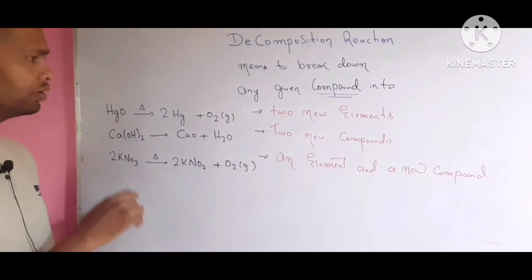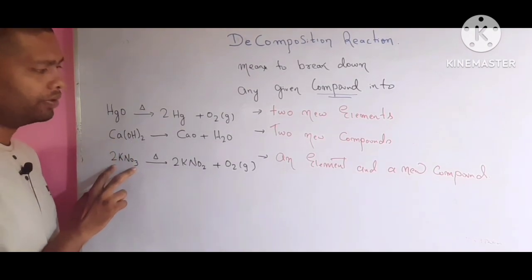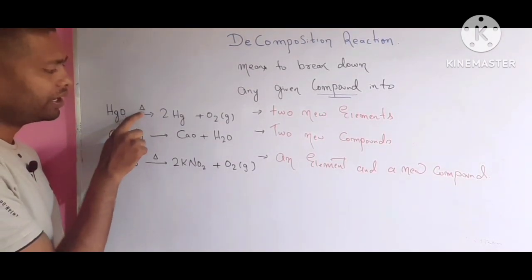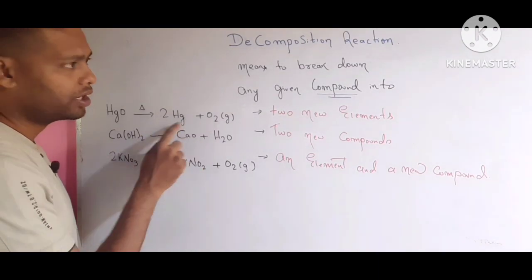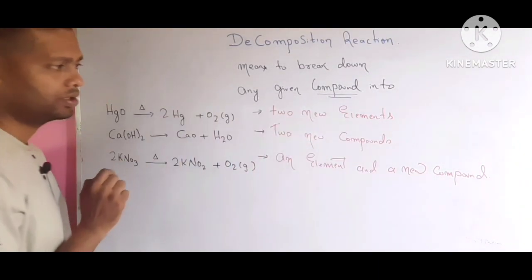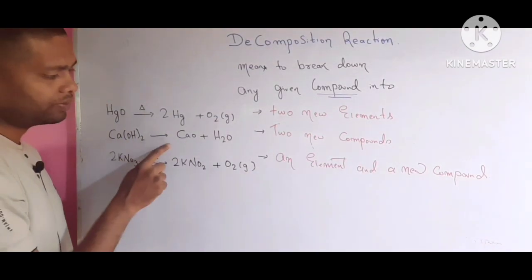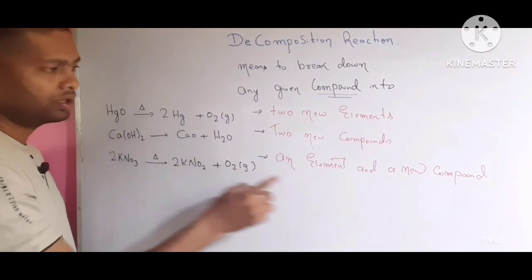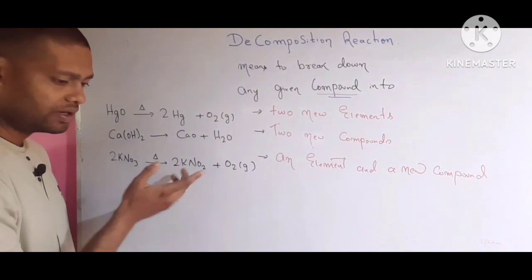Now if you see, this is a compound. When I am providing heat to this compound, what is happening? It is getting broken down into two new elements. Next, it can give you two compounds. So again a compound will break down into two more compounds. Then an element and a compound: the compound breaks down and you get an element as well as a compound.